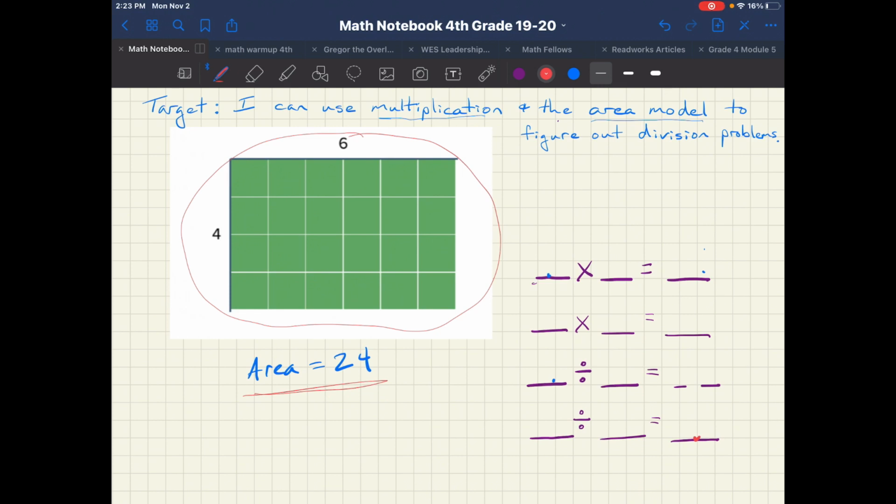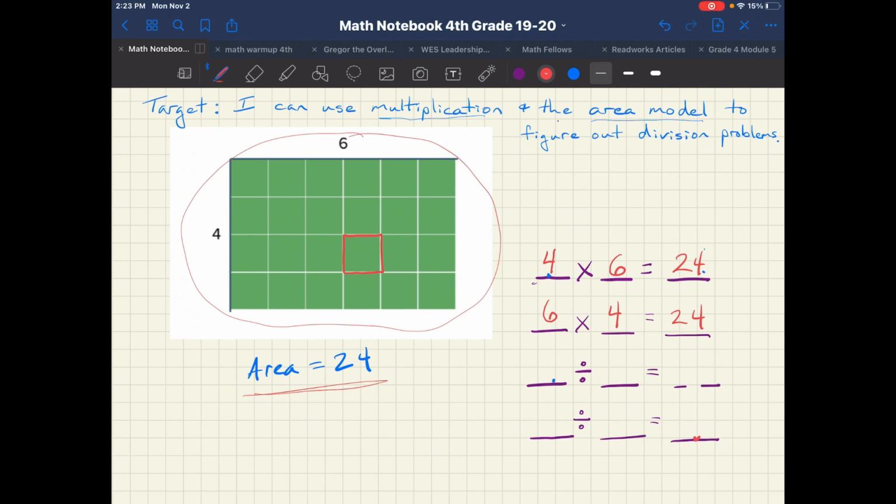So we talked together about how we can see that there are 4 groups of 6, and that makes 24. 24 squares like this. If I were to outline them all, it would be 24 of them. So that is 4 rows of 6. I can also talk about 6 groups of 4, 6 columns of 4, also makes 24. So those are my 2 multiplication problems.